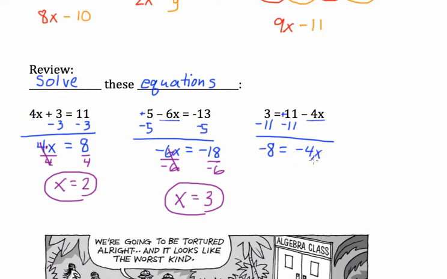Go to the side with the x. I want to undo what's been done to the x. I want to undo multiplying by negative 4, so I divide by negative 4. x equals a negative divided by a negative is a positive. x equals positive 2.